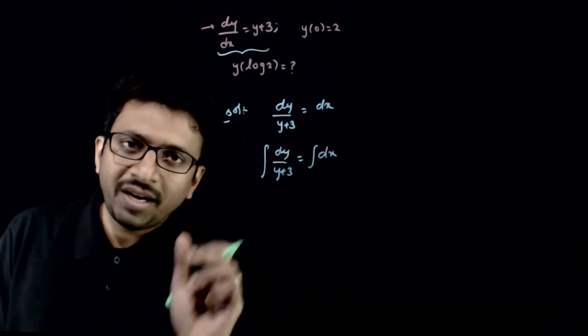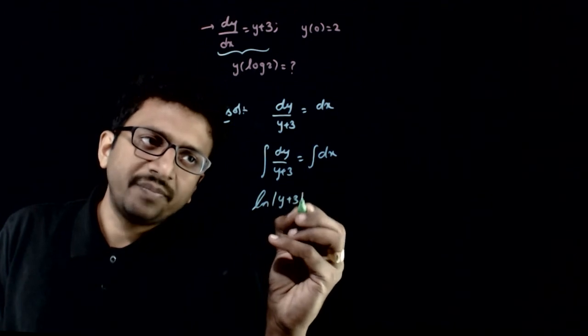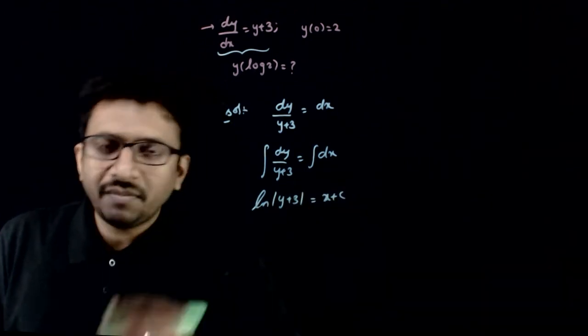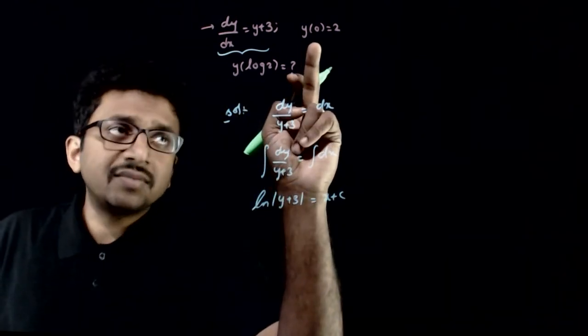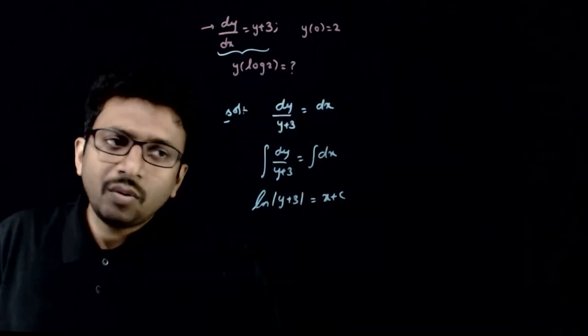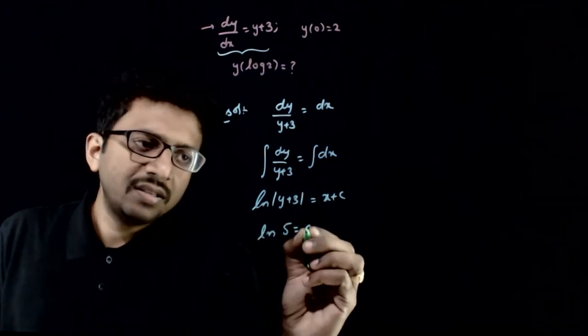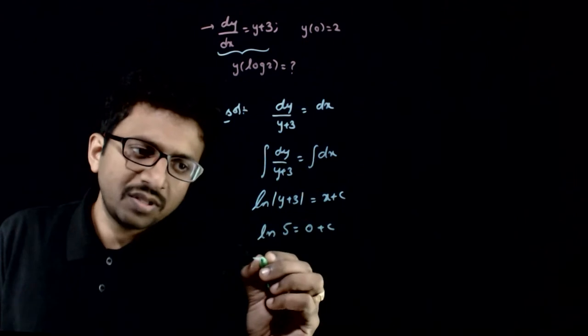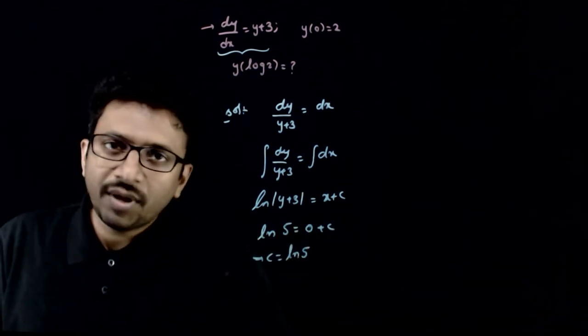So if I want to do it by indefinite integration, if you integrate this, you get ln|y + 3| = x + c. And this c can be obtained by the initial condition. That is, when x = 0, you get y = 2. That is, ln 5 = 0 + c. So this implies c = ln 5.